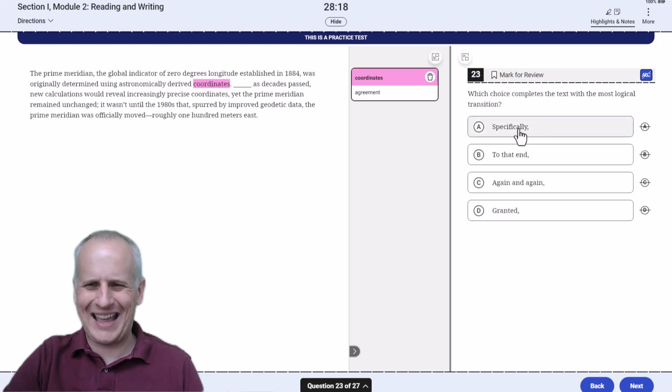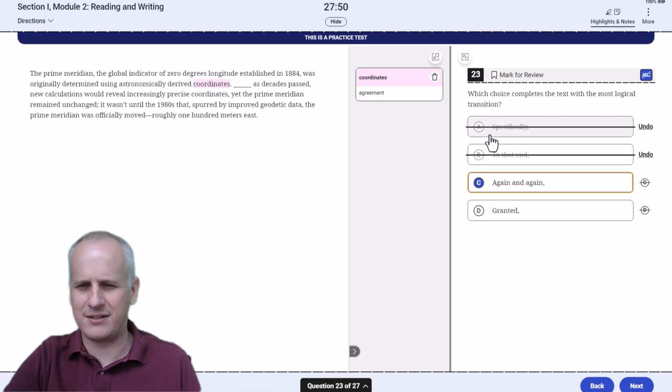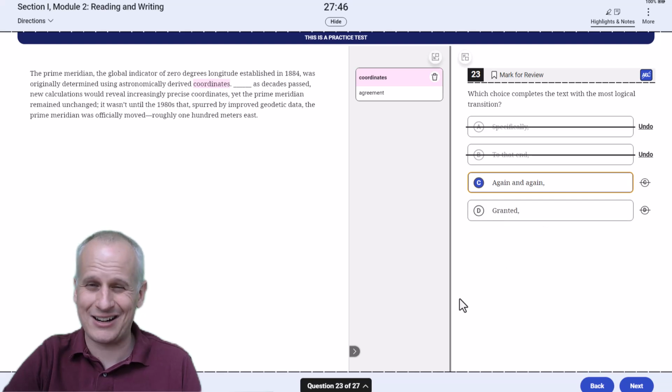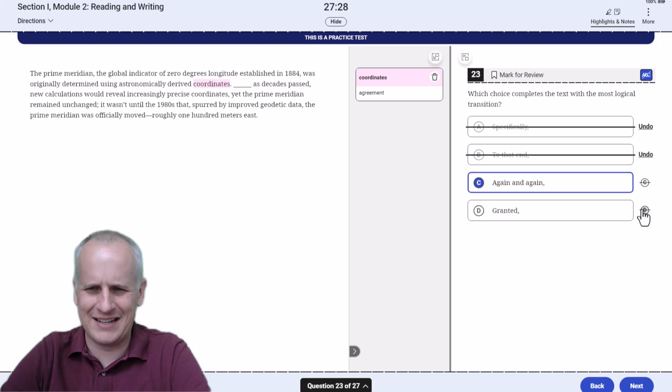So looking at choice A specifically, it's not a specific instance as decades passed, because decades passed aren't specifically part of 1884. So while choice A is kind of agreement, it's not the right type of agreement if we consider the narrative more specifically, oddly enough. Same thing with choice B. To that end, it's not a causation structure. Again and again definitely does match, because we know that it remained unchanged as decades passed. So as decades passed, it just keeps on going. Choice C, not great narrative usage from my perspective, thinking about my journalism degree that I got somewhere in this room. But it certainly matches the narrative for the purposes of this little excerpt. And then granted means that the decades passed kind of precede 1884, which again doesn't narratively make any sense.